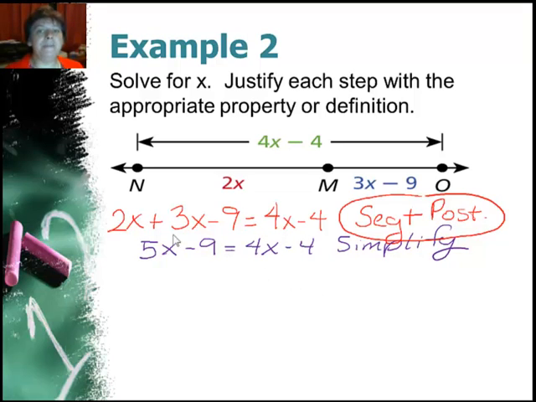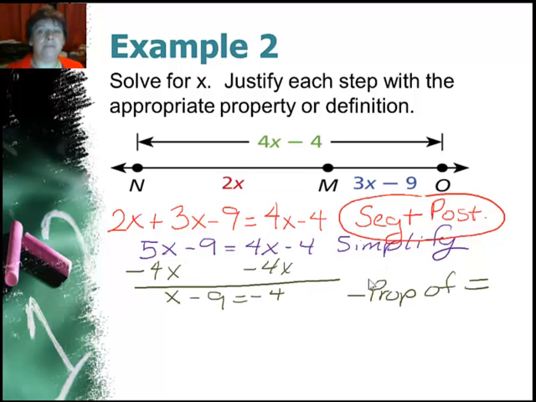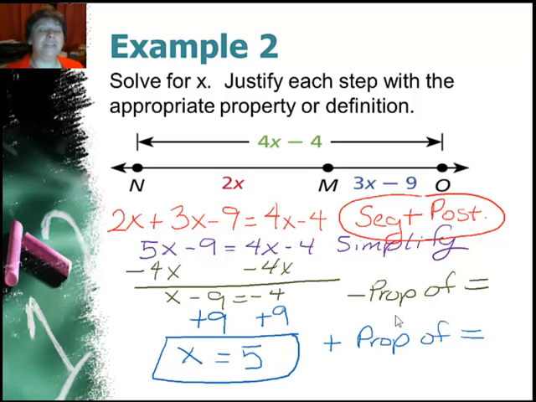Then I can just simplify. I can combine like terms. That's also simplifying. And I get 5x minus 9 equals 4x minus 4. I have more x's on the left, so I'm going to take away 4x from both sides using the subtraction property of equality. Then I'm going to use the addition property of equality to add 9 to both sides, and I get x equals 5.